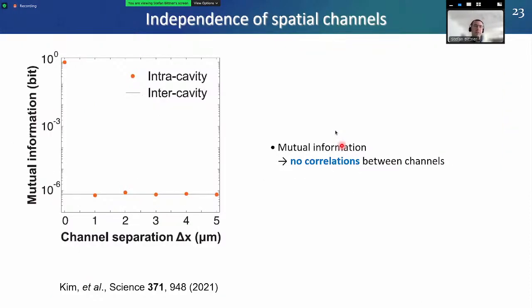Last but not least, we need to take a look at whether different spatial channels are truly independent. What is shown here is the mutual information between different channels, which is a measure of all linear and nonlinear correlations between two time signals. The mutual information of a bit stream with itself is, of course, 1. However, when we calculate the mutual information with the nearest neighboring spatial channel, it drops to below 10 to the minus 6. To put this into perspective, when we calculate the mutual information between random bit streams obtained from different lasing cavities, we see the same value, indicated here by the gray line. So this shows that the different spatial channels are completely uncorrelated.